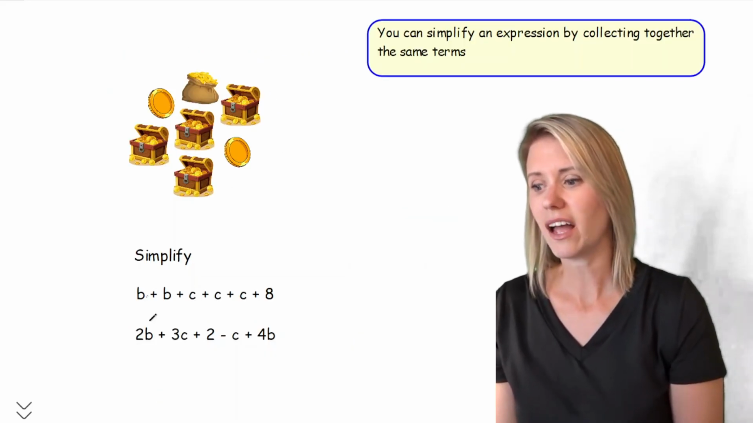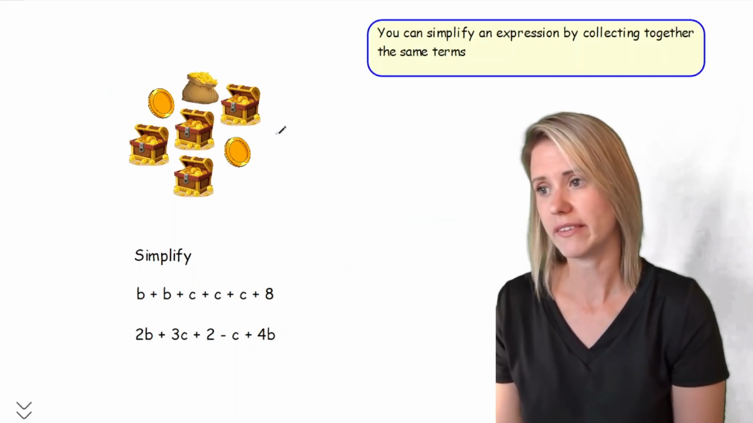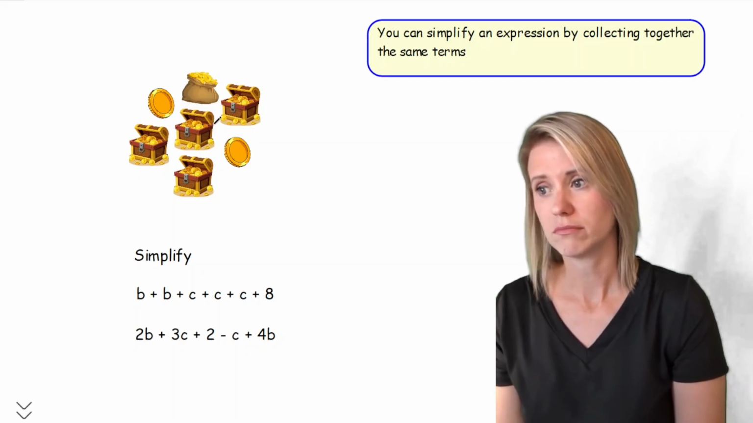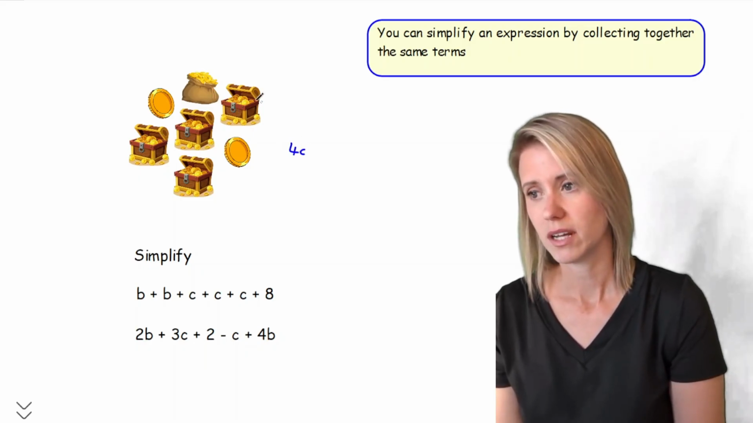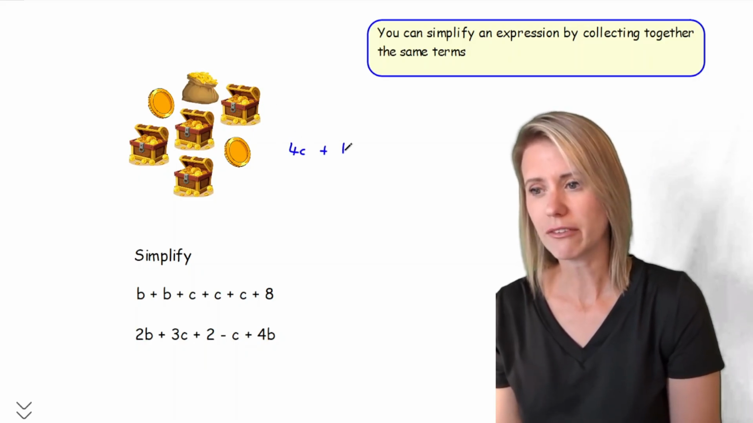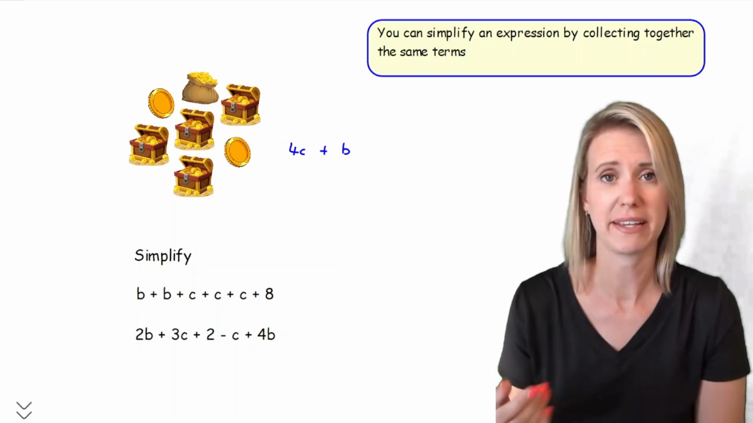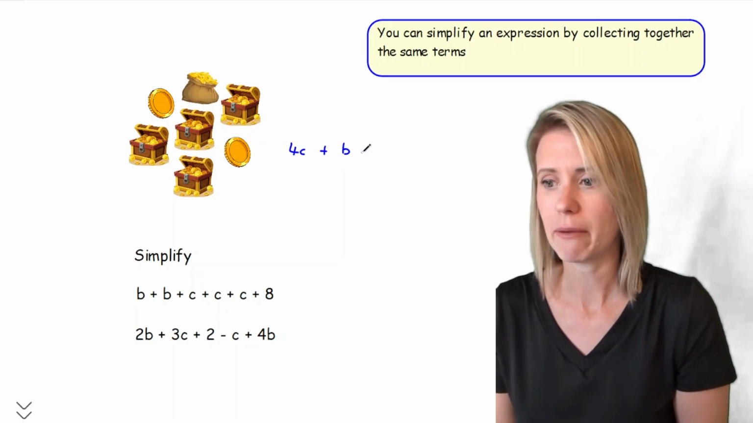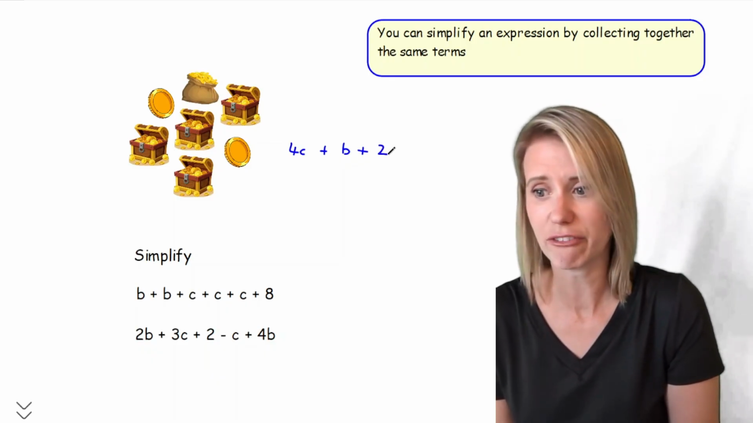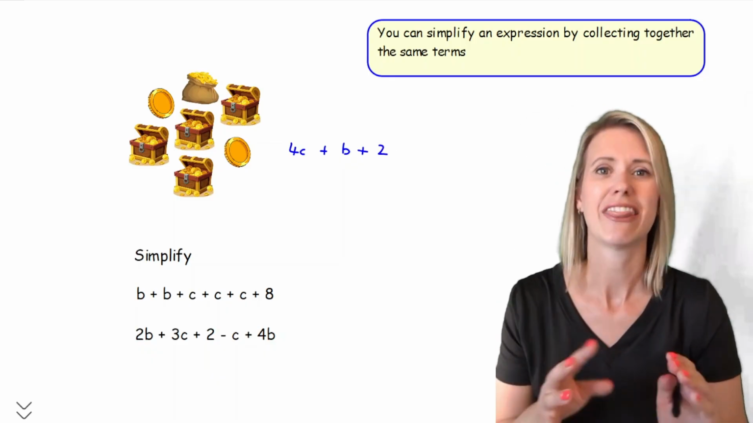So in this diagram here, look, how could I write this? Well, I have 4 chests, I have 1 bag. Now, if you've just got a bag, we don't need to write 1 in front of it. Just the b on its own means 1b. And then we have a constant. We definitely have those 2 coins. That's not going to change.